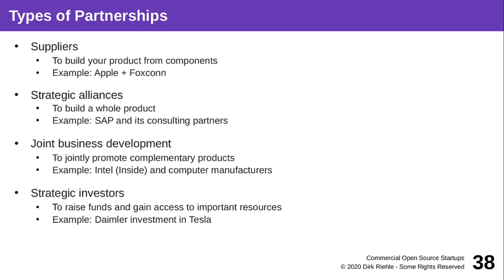Strategic alliances. Sometimes delivering a product requires partners. So SAP needs its consulting ecosystem to successfully deliver the value to its customers. And sometimes it's joint business development, where you have complementary products, like Intel and the computer manufacturers. Intel started the highly successful Intel Inside marketing campaign at some point of time.